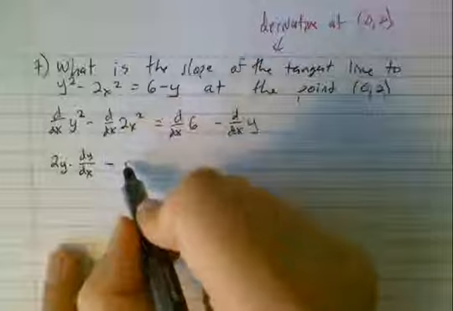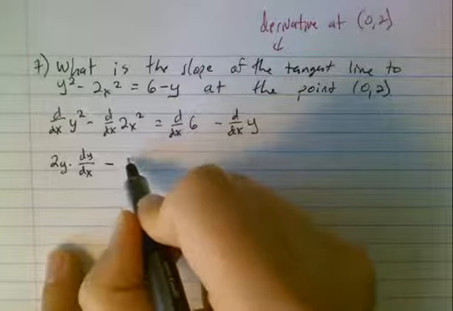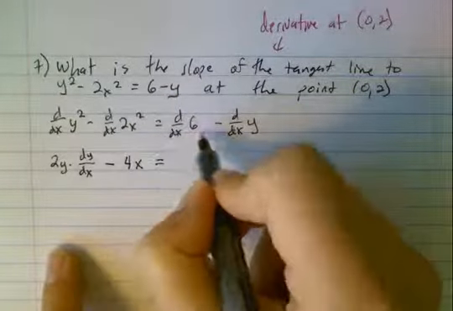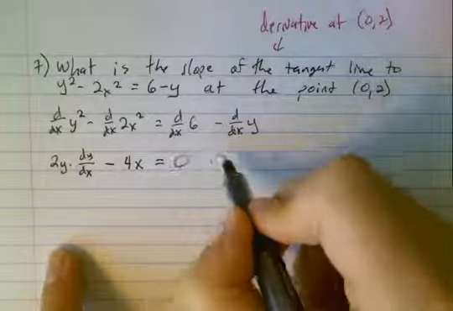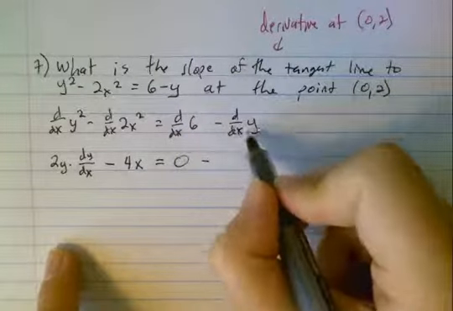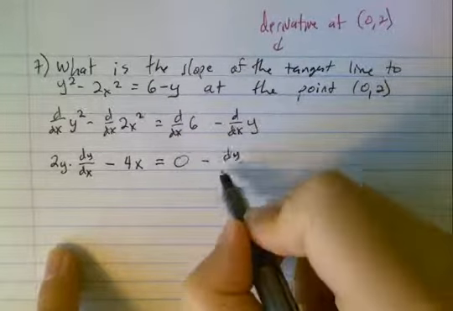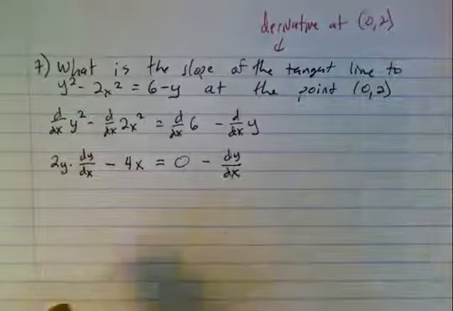These variables match, so it's just the standard. Bring down the exponent. 2 times 2 is 4x. Derivative of a constant is 0. And then this, again, is that funky little chain rule thing because the variables don't match. Just like that.